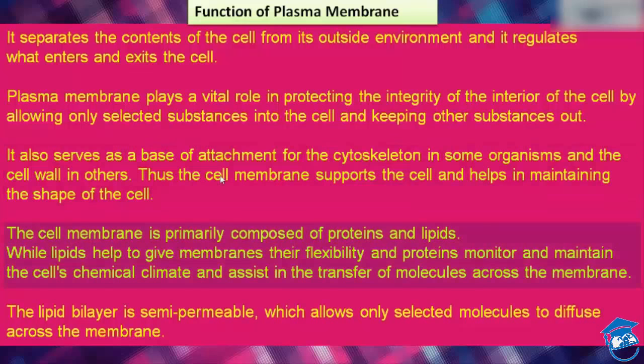The cell membrane is primarily composed of proteins and lipids. While lipids help to give the membrane its flexibility, proteins monitor and maintain the cell's chemical climate, and they assist in the transfer of molecules across the membrane. The lipid bilayer is semi-permeable in nature, which allows only selected molecules to diffuse across the membrane. That's why it is also called selectively permeable. Semi-permeable or selectively permeable, they both are the same. That means they allow only certain selected molecules to diffuse across the membrane.